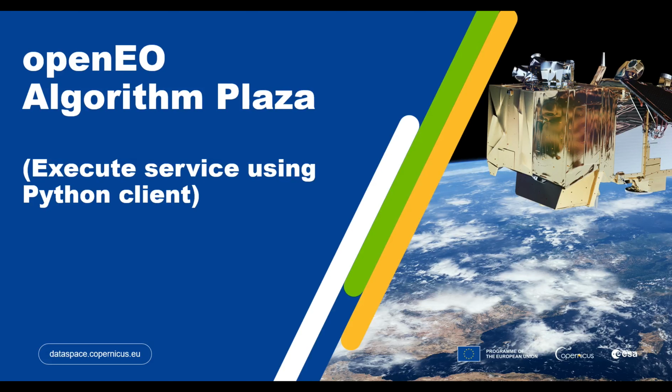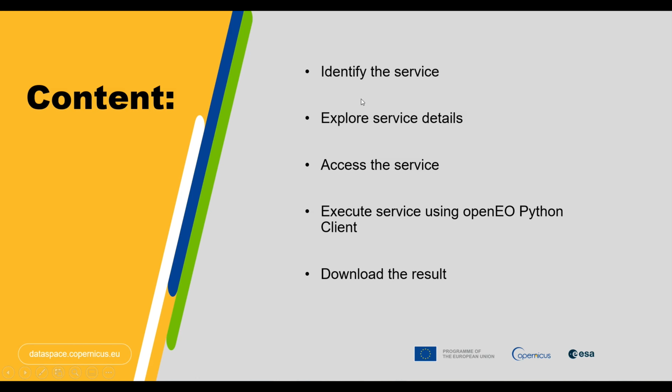As you are here for this tutorial, we assume that you are interested in using one of our services available in openEO Algorithm Plaza. Throughout this tutorial, we will guide you on executing a service using the openEO Python client library. However, please note that you can also programmatically execute the service using R or JavaScript. For non-programmers, accessing the services through openEO Web Editor is a recommended option. We have a separate video tutorial that demonstrates an example of accessing these services via the openEO Web Editor.